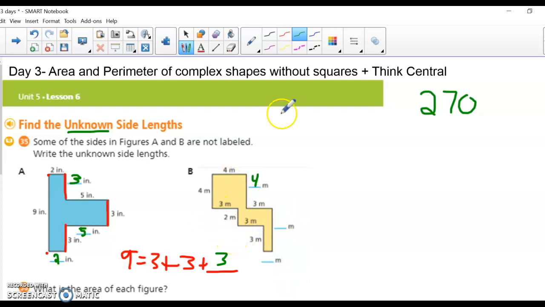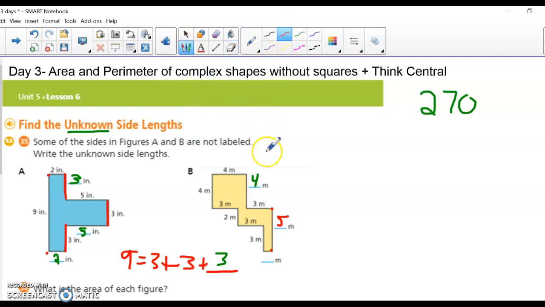Pause it now. Okay, so we know if we're working on this one, this whole side here has to be this part plus this part, or in other words, 2 plus 3. So this one is going to be 5. Okay. Now the bottom one, let me get rid of some of that in red. The bottom one is a little bit trickier.